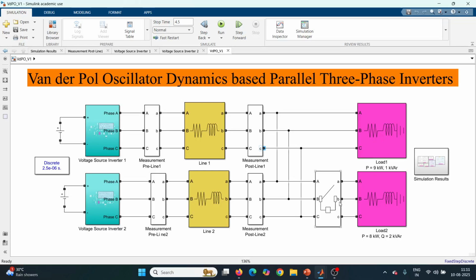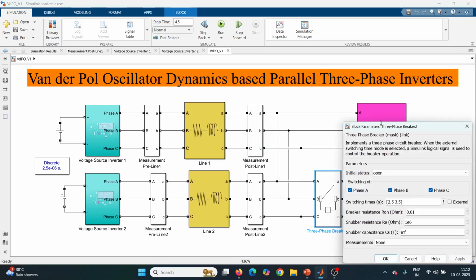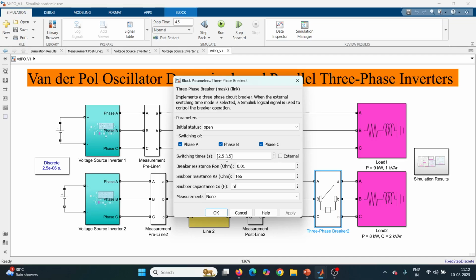and then we have two loads connected at the PCC, and we are giving this load disturbance at time t equal to 2.5 seconds, and we are increasing the load by 8 kilowatt and 2 kVAR, and again we are switching off the load at t equal to 3.5 seconds.